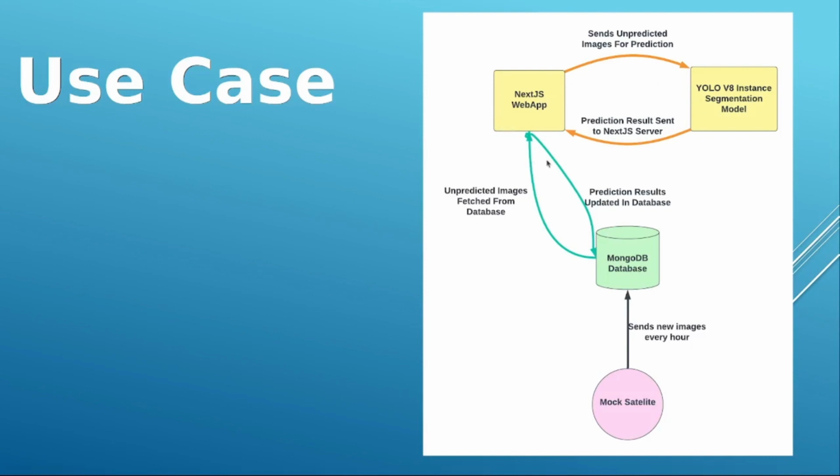This process doesn't require any client's presence. This is done using a standalone bash script, and even without the presence of the client, this process will be continuously happening in the backend. So the predicted results are sent into the Next.js application, and those results are updated in the respective MongoDB collections.